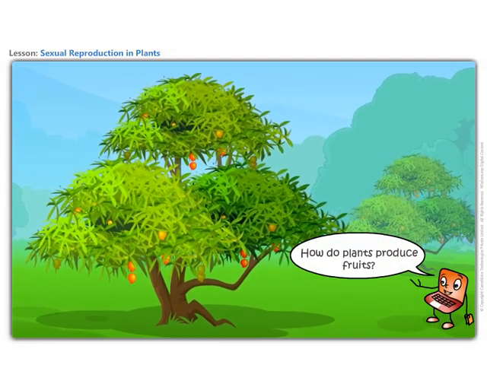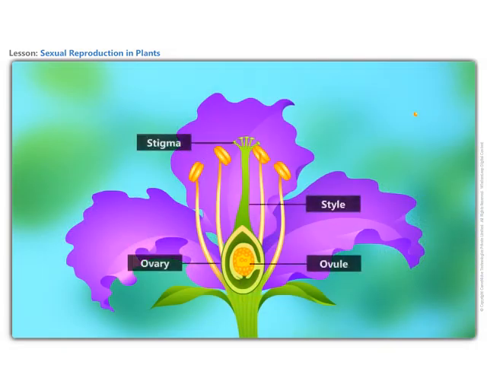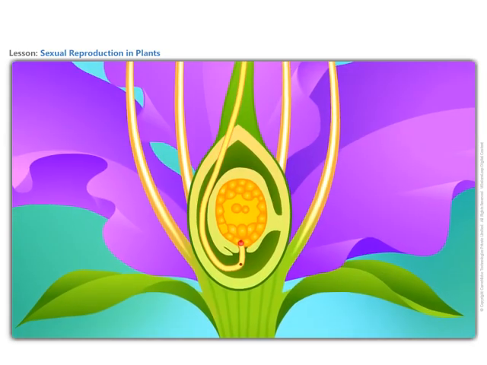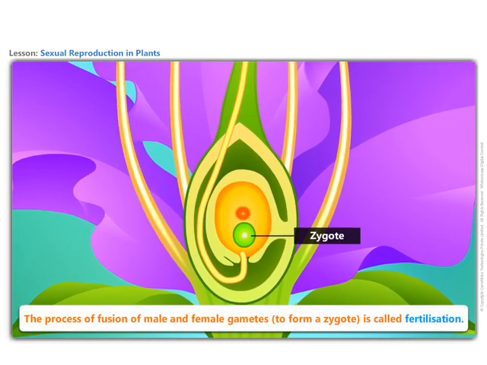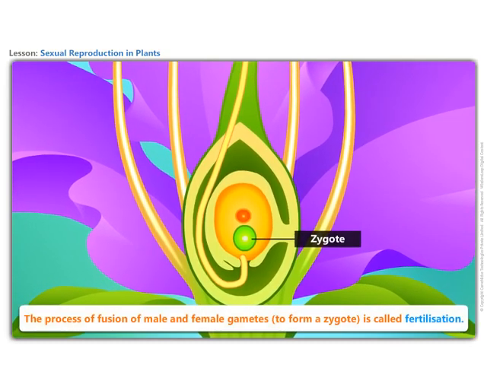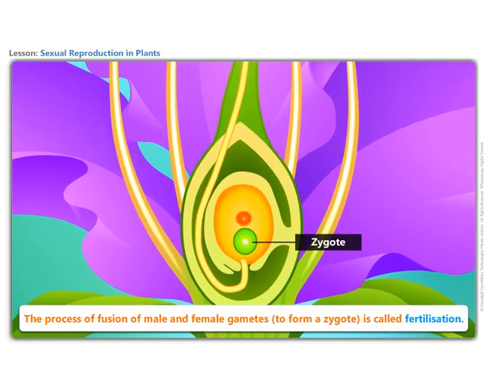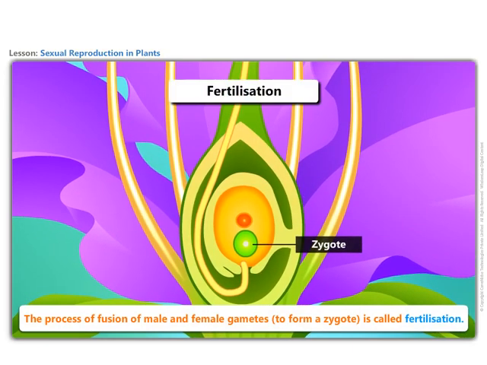How do plants produce fruits? The stigma receives the pollen grains. The pollen germinates to produce a long tube which moves down the style and enters the ovary. Pollen tube contains the male gamete and fuses with the female gamete in the ovules. The cell which results after fusion of the gametes is called a zygote. The process of fusion of male and female gametes to form a zygote is called fertilization.